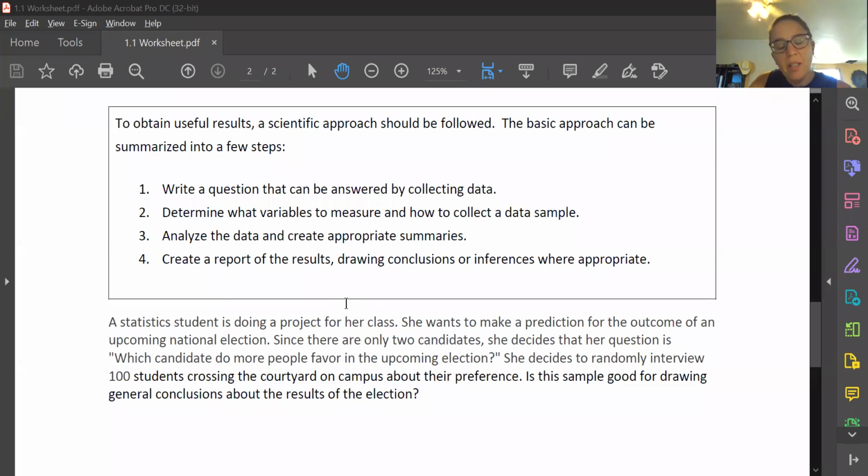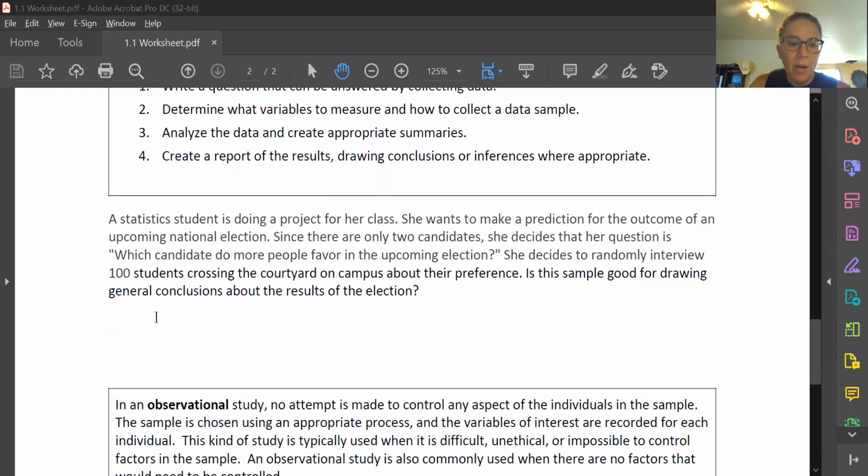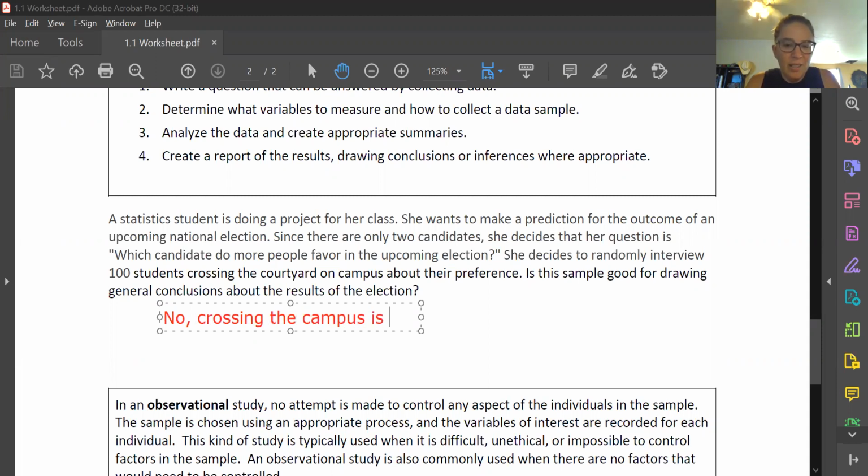Okay, so there's a few things wrong with this. One is kind of small and one is kind of big. So problem one: the answer is no, but we don't want to just say no, we want to say why. The answer is no because, number one, crossing the courtyard is kind of convenient. A convenient sample.